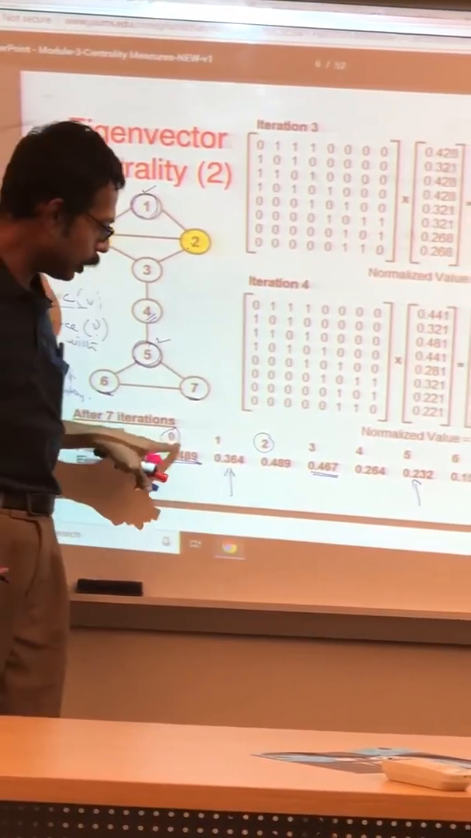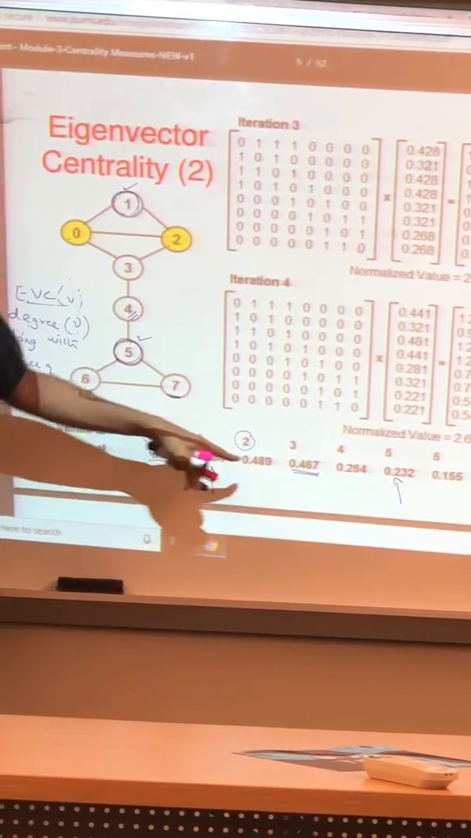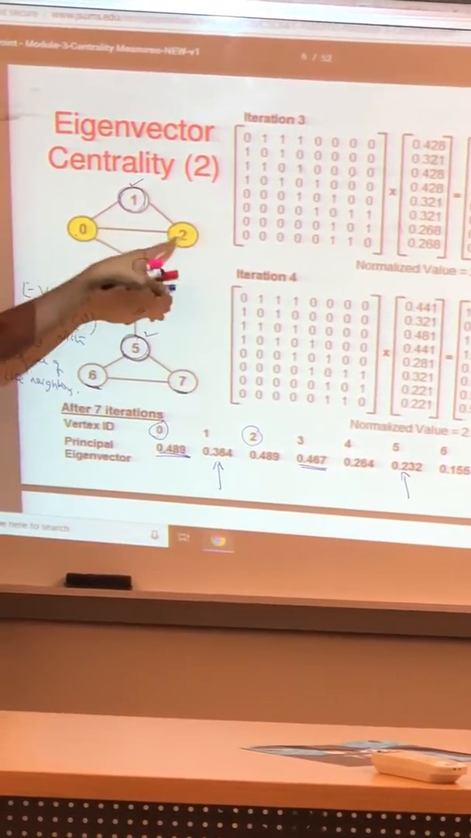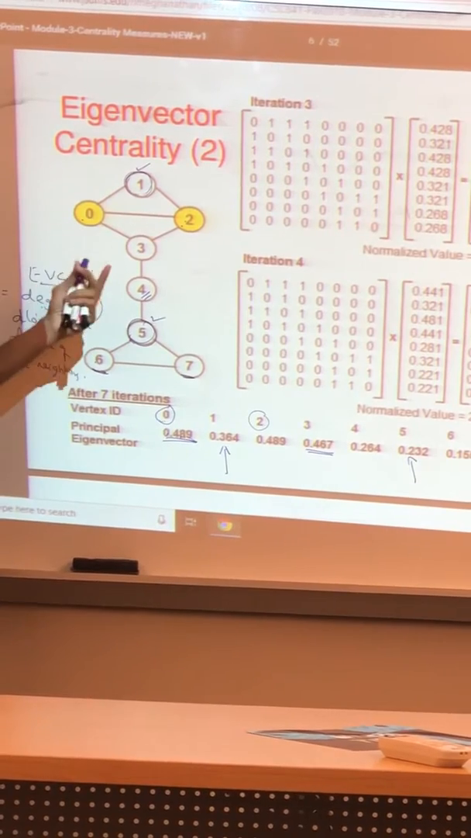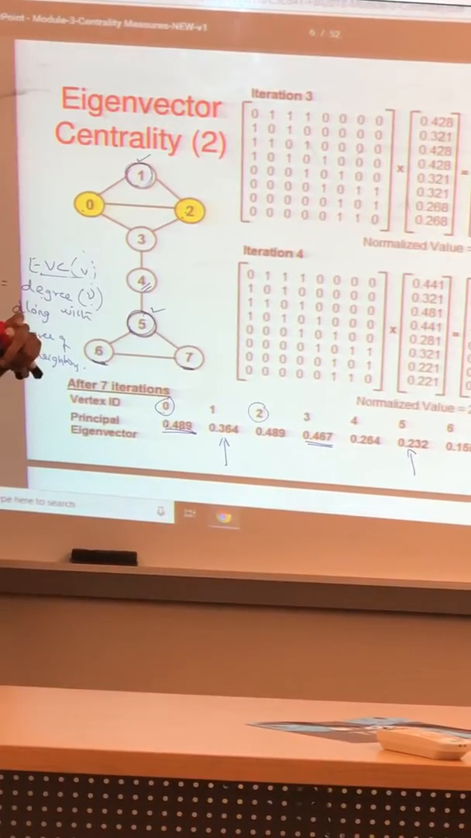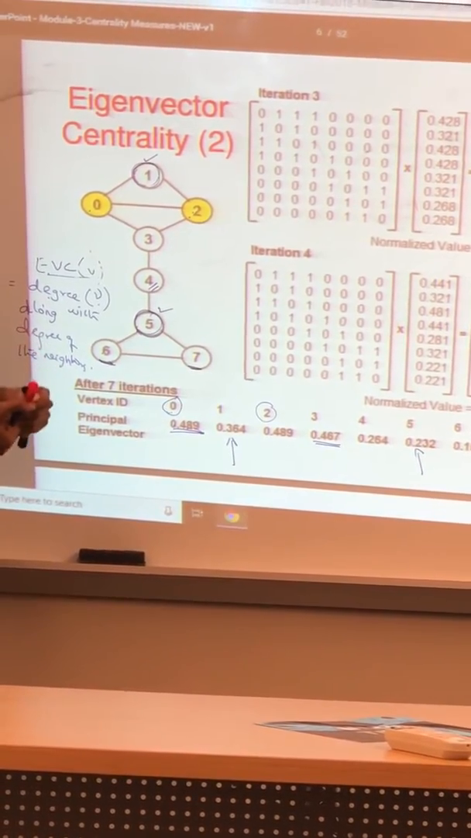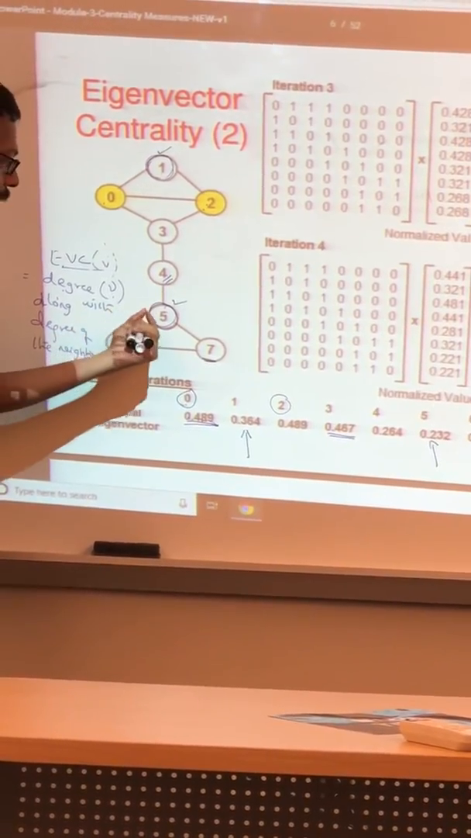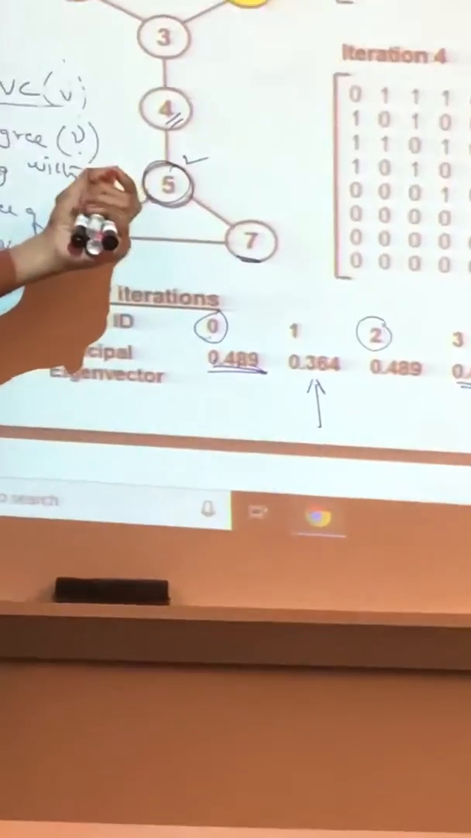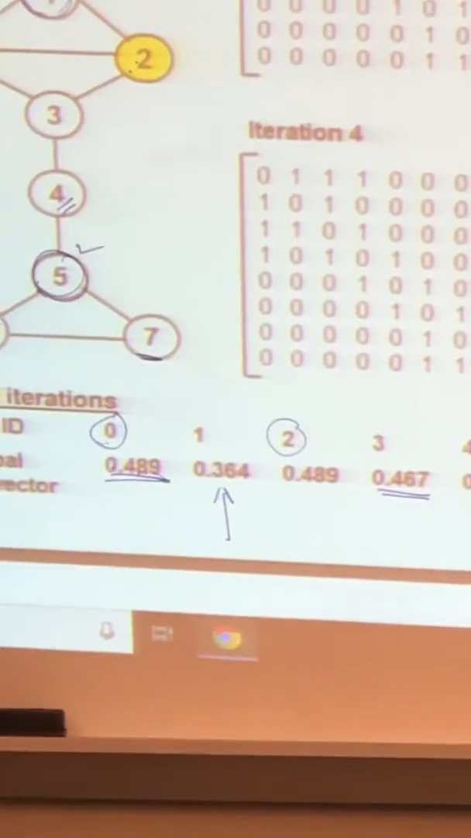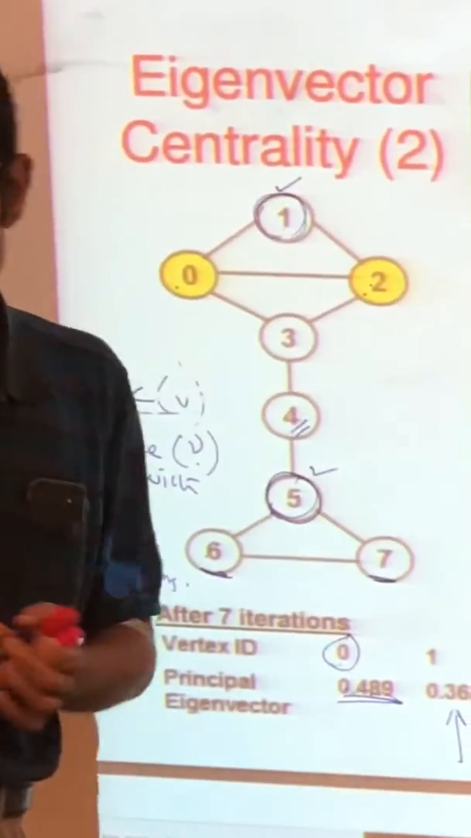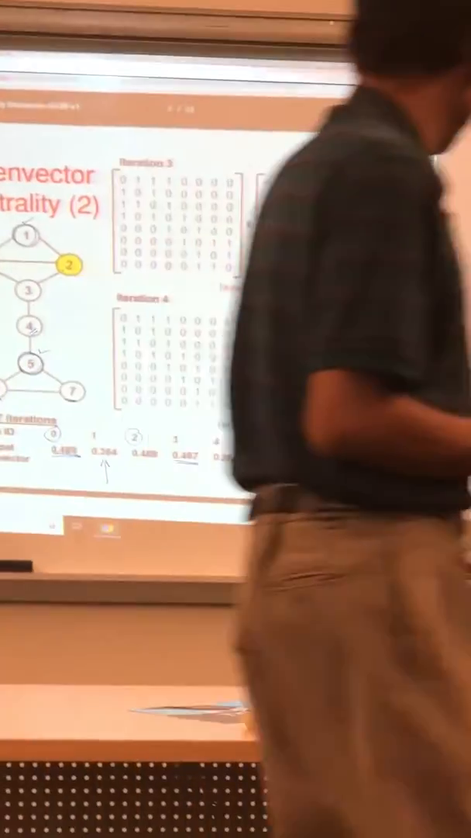So in this graph, 0 and 2 have the largest eigenvector centrality values. So they are the most important from the eigenvector centrality point of view. And as I said, you not only take the degree of a vertex into consideration, you also take the degree of its neighbors into consideration and quantify the importance of a vertex. So let us go through the calculations for eigenvector centrality.